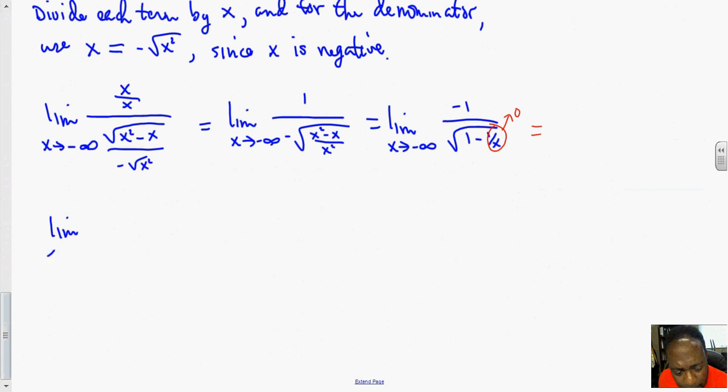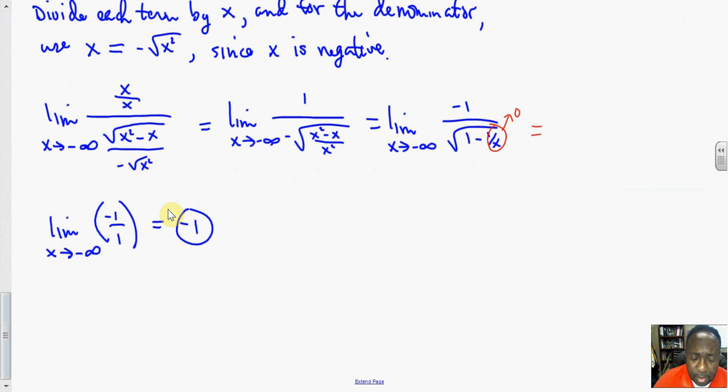So this is the limit as x goes to negative infinity of -1 over 1, which is just -1. The limit of a constant is a constant. We'll just have -1. I'm going to stop there, and then we'll come back and finish this section by looking at some graphs, okay?